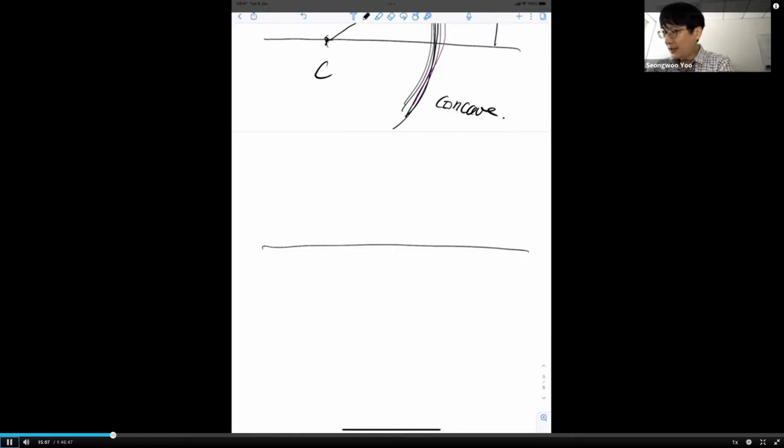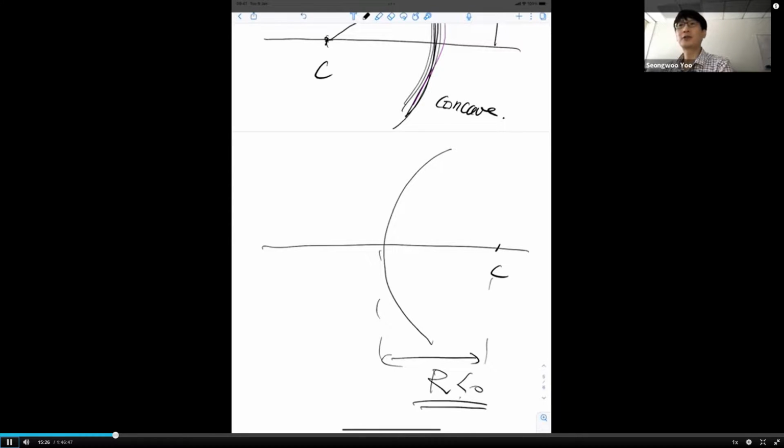All right. Now let me continue. I'm going to define a convex mirror like this. So in the case of the convex mirror, the center of the curvature is defined behind this mirror surface, and the radius is going to be a negative value because behind the mirror there is no physical ray. Therefore, the radius is going to be a negative value for the convex.